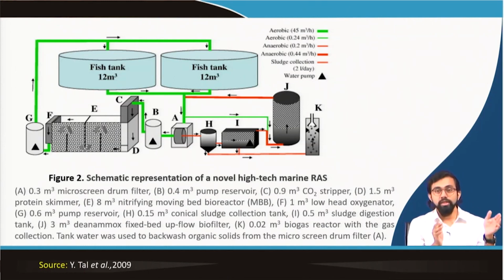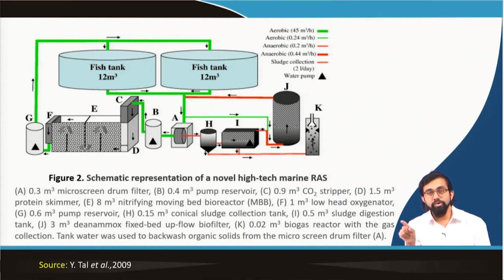Then it goes to number F, which is the low head oxygenator, or simply a type of aerator. So you are supplying oxygen to your system, and then it goes to G, which is another pump reservoir. From there, the pump takes the water back to the fish tank. So that is clean water again, and this way the water circulation is taking place.